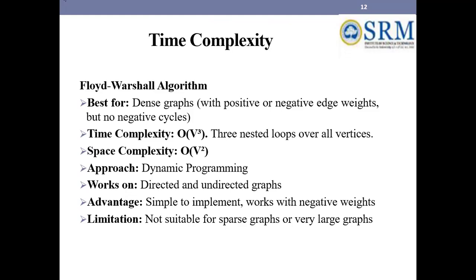And space complexity: we are using a two-dimensional matrix. n is the number of nodes in the given graph. So we are using an n cross n matrix. So space complexity is order of v square. Time complexity is order of v power 3 due to three for loops, and space complexity is order of v square because of the two-dimensional matrix we use for storing results.